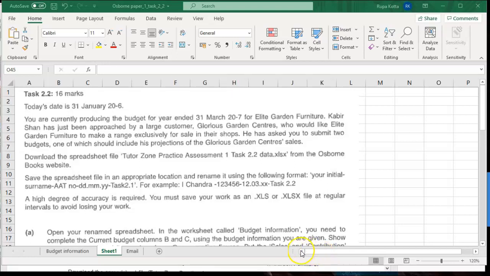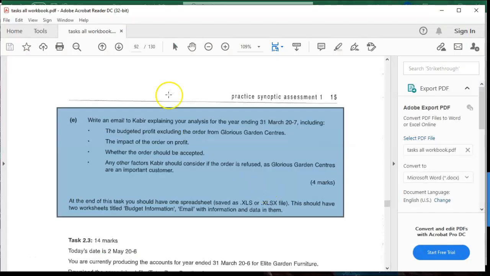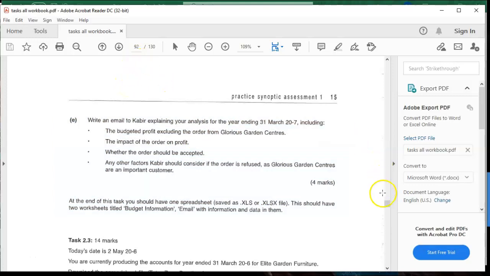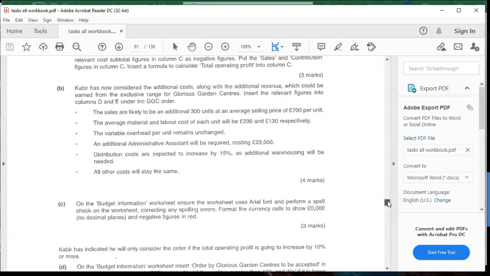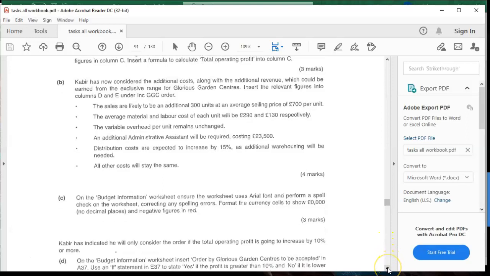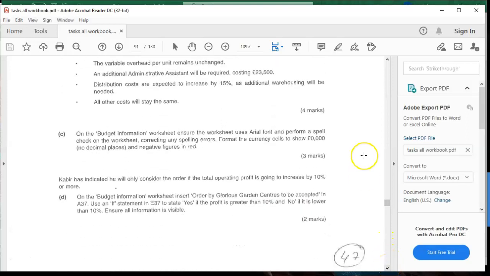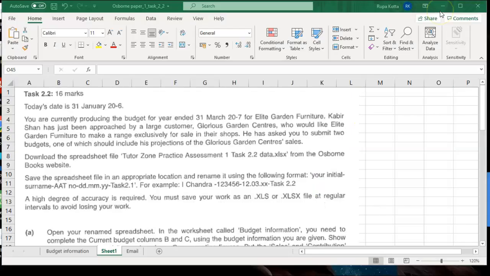Okay, so continuing from the previous task, we are going to look into task 2.2 now from the same Osborne practice paper 1. In your workbook, this is on page 91 if you're following the PDF, and if you're looking at the page numbers, it is on page 47. So 91 and 47 from your workbook. And I copy-pasted it to the Excel sheet already, so let's see what we need to do.